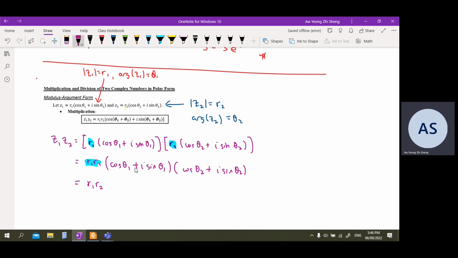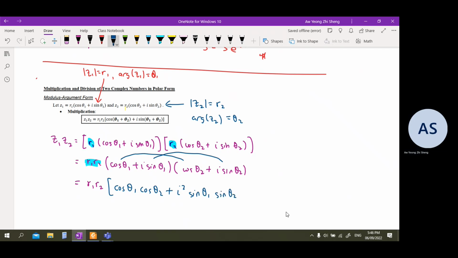And now I want to expand the two brackets at the back. I know that this and this combination will eventually give me the real term. So I take cos theta 1 times cos theta 2 plus i squared sine theta 1 sine theta 2. Because theta 1 and theta 2 are different angles, we cannot write it as cos squared theta. And by similar reasoning, we are not allowed to write sine squared theta here because theta 1 and theta 2 are different angles.